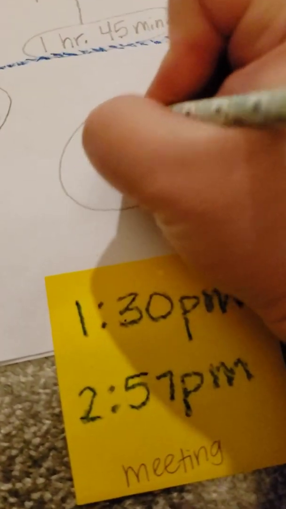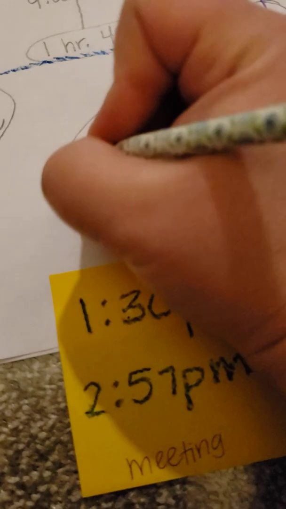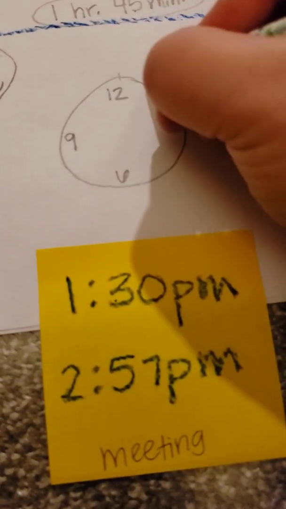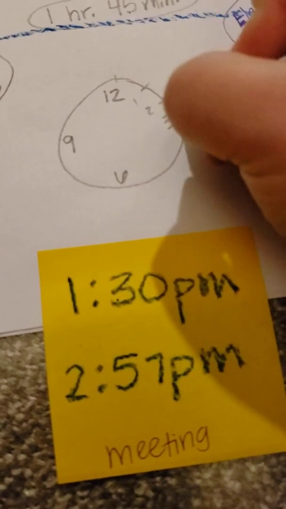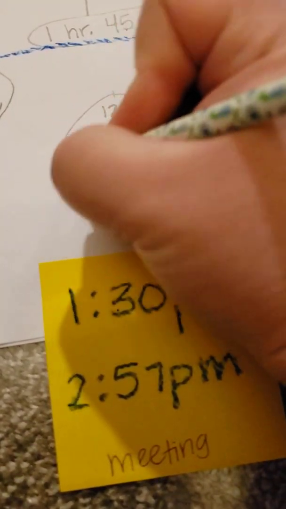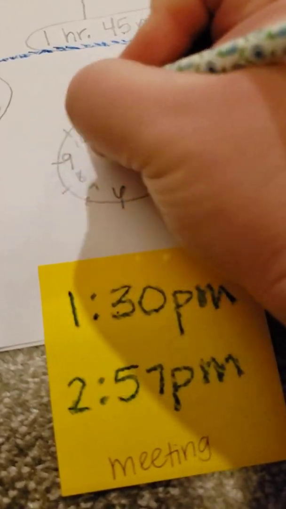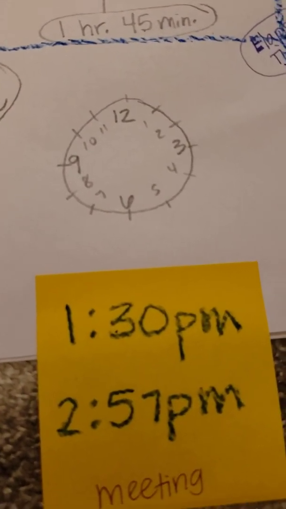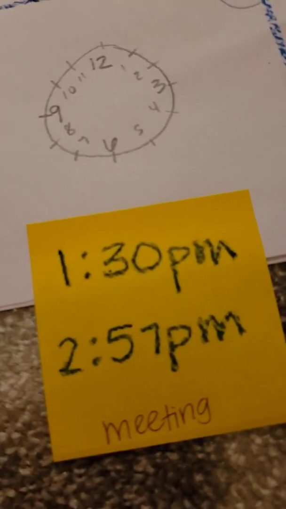Draw my circle, 12, 6, 3, and 9. And then I'm going to draw my little numbers here. Let's see. This is 1, 2, 3. This is 4, 5, 6. And this is 7, 8, 9. This is 10, 11. And then I'm back to 12. Okay. There's my clock face. I drew really fast. Now, I started at 1:30.